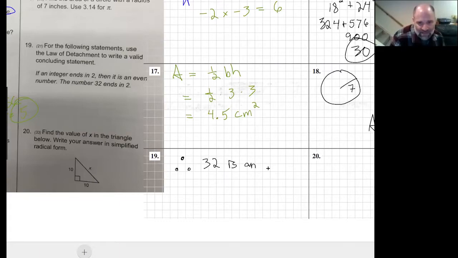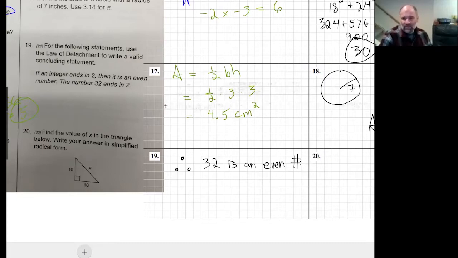So law of detachment is just like an if-then statement. Syllogism, remember, is when you have if this is true and this is true, then this is true. So detachment is just one if and one then. Okay. Can you guys handle that?